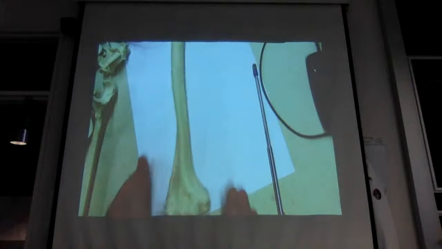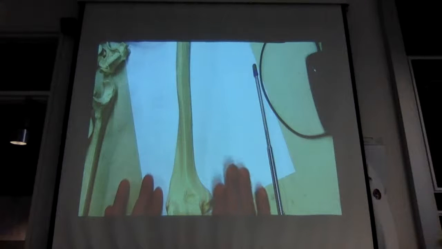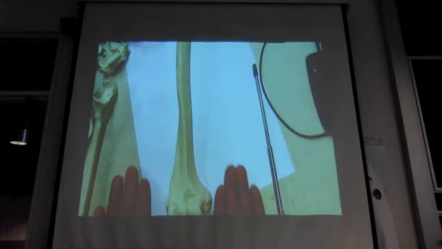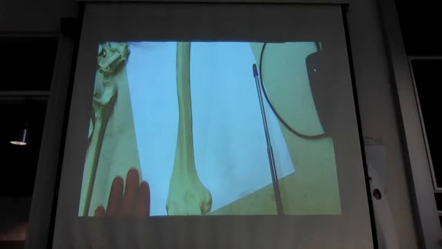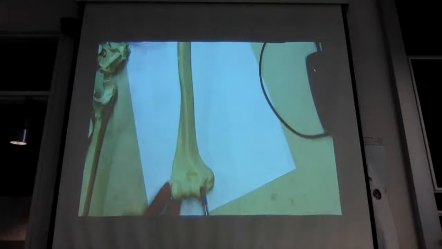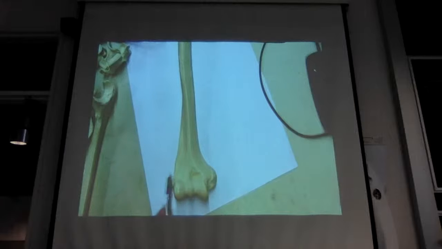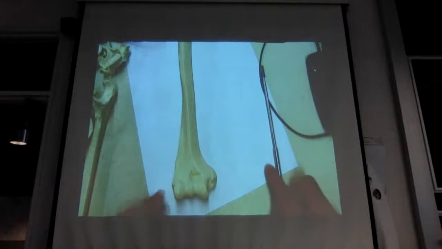Any questions on the humerus? Yes? Say it one more time. Oh yeah, trochlea is medial, capitulum is lateral. Trochlea, capitulum. Oh, this is lateral epicondyle. This small bump, lateral epicondyle, medial epicondyle.